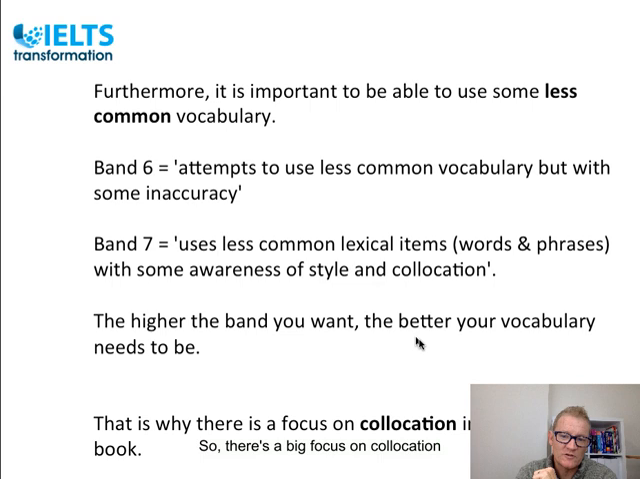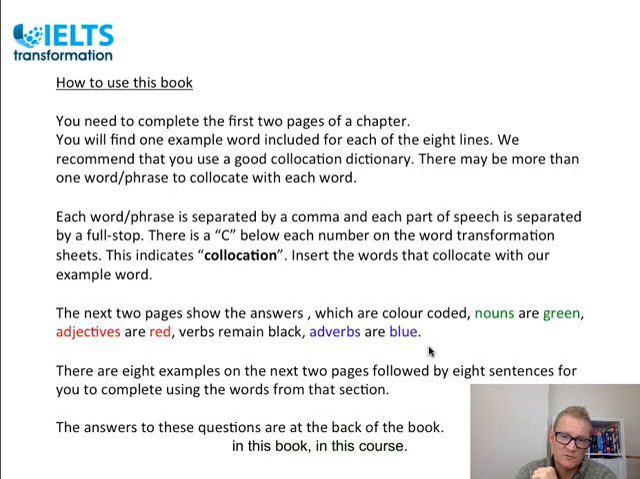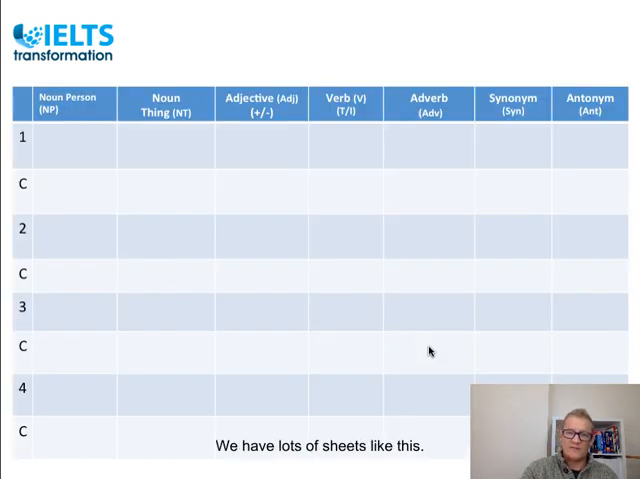So there's a big focus on collocation in this book and this course. So what we have is, I will show you quickly actually. We have lots of sheets like this. And you'll see there's 2 sheets. See the numbers? 1, 2, 3, 4, 5, 6, 7, 8. So we've got the word goes in here, and then the collocations go in here. Which words go with that? Which words go with that word?